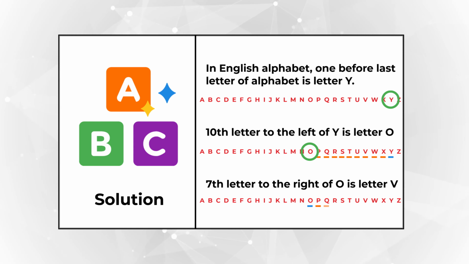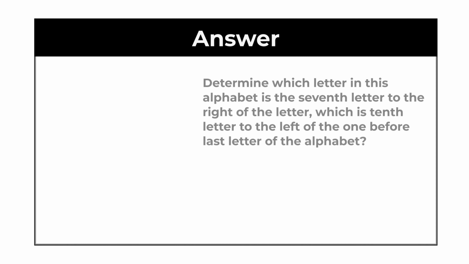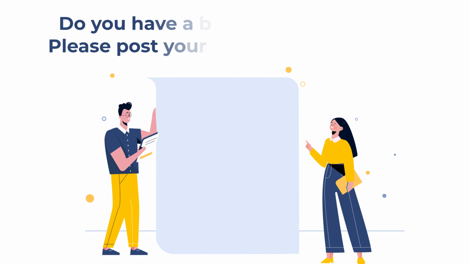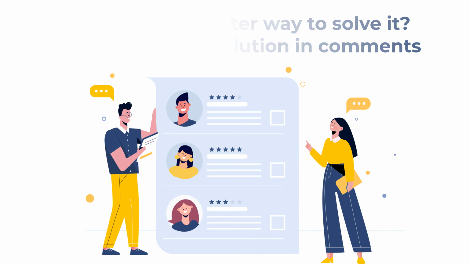1, 2, 3, 4, 5, 6, and 7. As you can see, this is the letter V. So the correct choice here is choice C, letter V. Hopefully you've nailed this question and now know how to answer similar problems on the test.